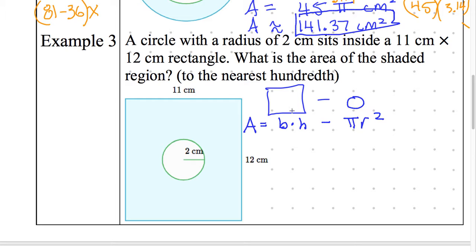And we're back. So I gave us about 7-ish minutes. So this is going to be area is equal to 11 times 12 minus pi times 2 squared. So this turns into area is equal to 132 minus 4 pi. And then from here, you can just use your calculator.